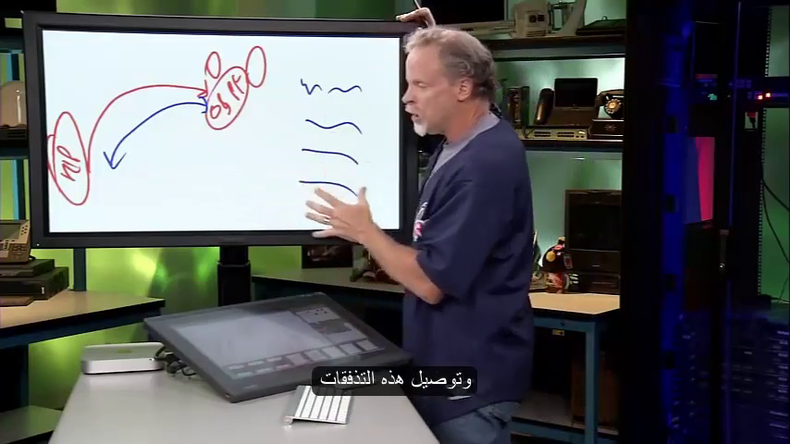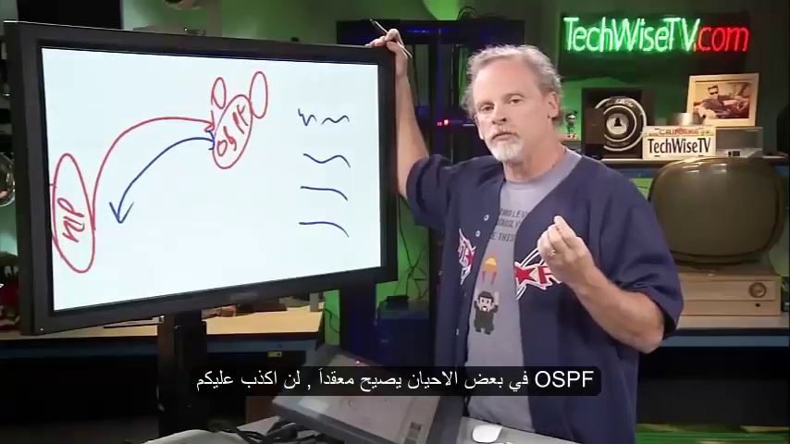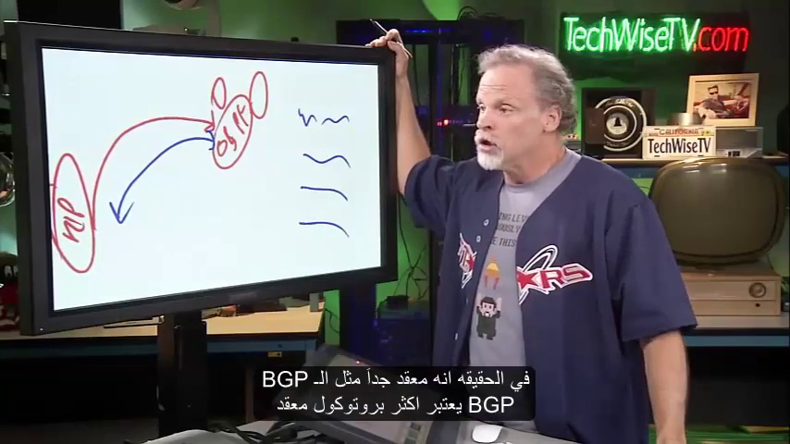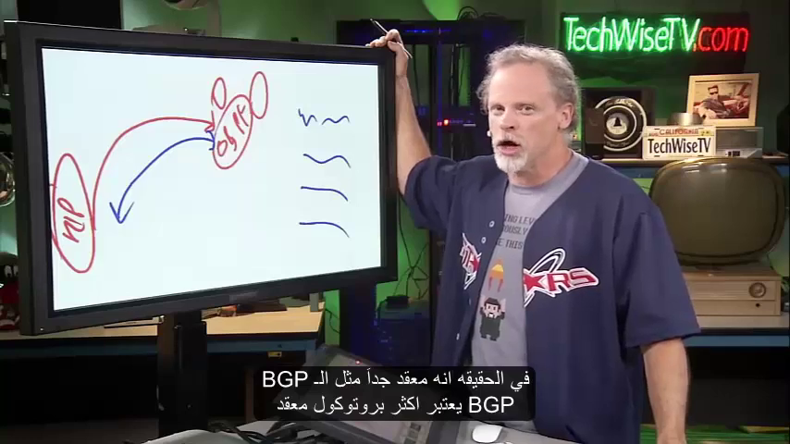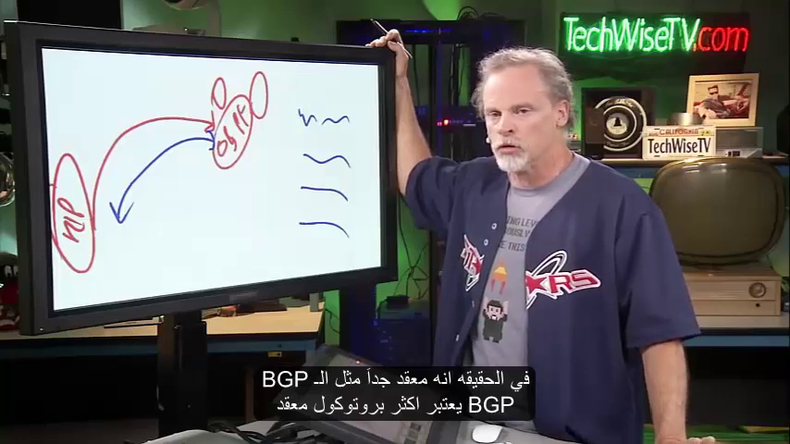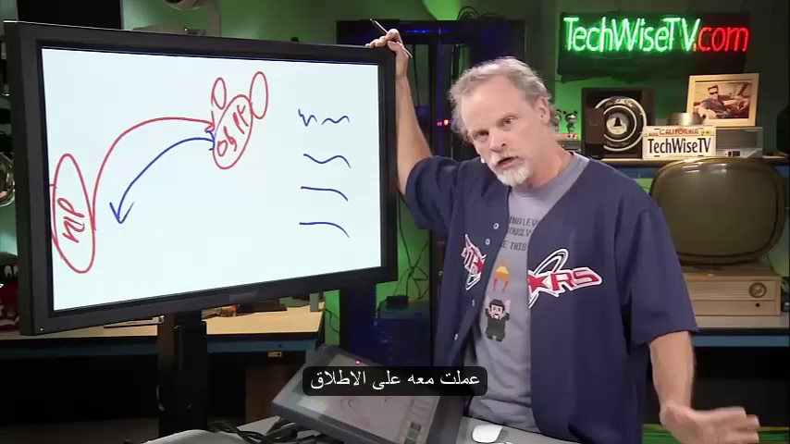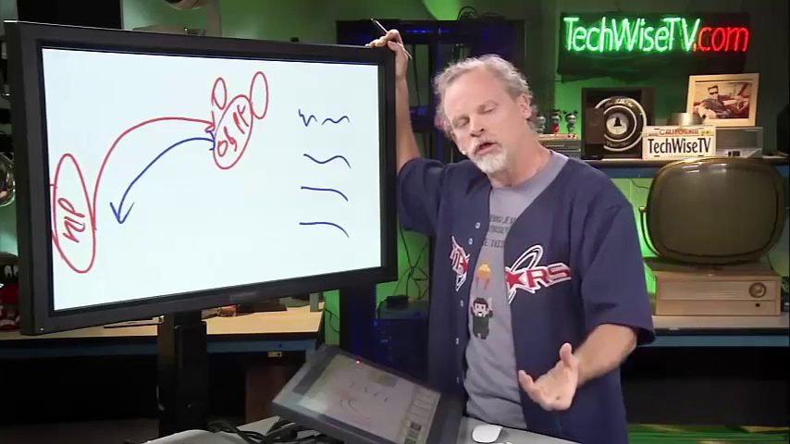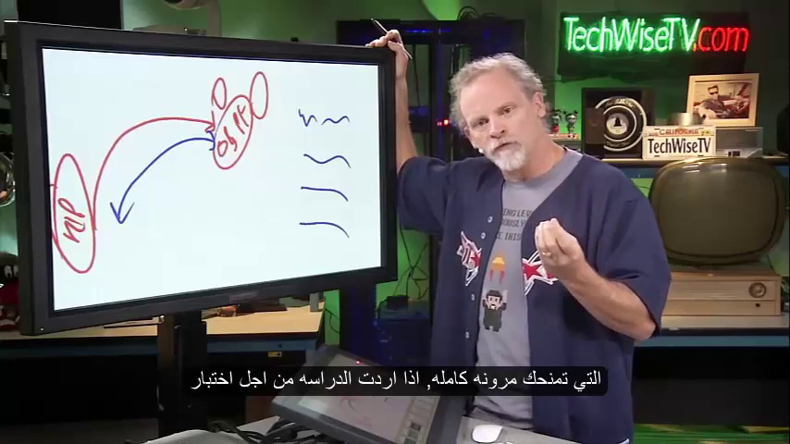OSPF gets knocked for being pretty darn complicated. And look, I'm not going to lie to you, yeah, it's pretty darn complicated. It's not like BGP. I think BGP is one of the most complicated protocols I've ever worked with. But OSPF is cool. It makes sense, right? It does a lot of things that give you a ton of flexibility.